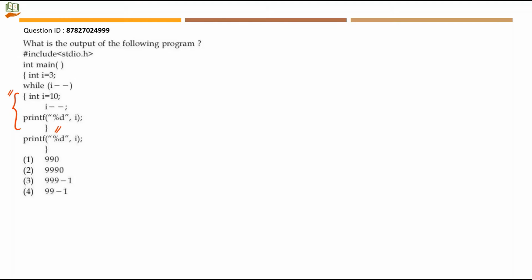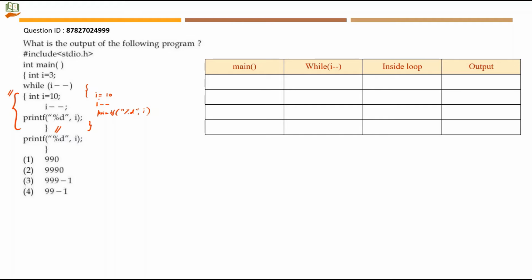We have three statements inside the while loop. One is initializing i equal to 10. Then we have the decrement, that is i equals i minus 1. Then we are printing i. So let's get into the main program. i is equal to 3. Here i equals i minus 1, which makes the value of i 2. Inside the loop, i is equal to 10. i minus minus will make i equal to 9, and I am printing %d. So only 9 will be printed here. In the output you will have 9 here.